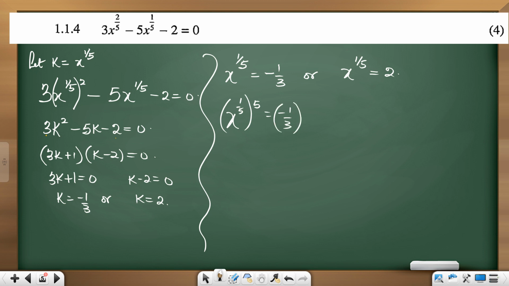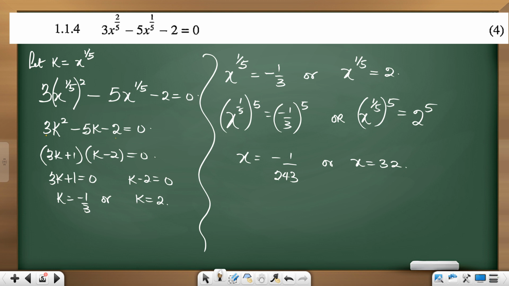Negative 1 over 3. So whatever you do on the left, make sure you do on the right. Or x to the 1 over 5, again, to the power 5, 2 to the power 5. That whole thing would give you 1. This would give you negative 1 over 243. Or x equals 32.